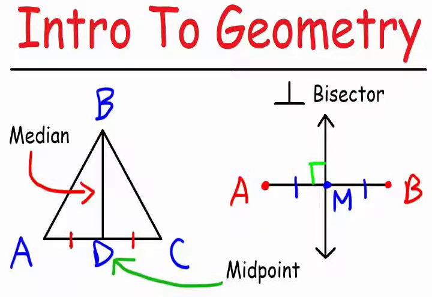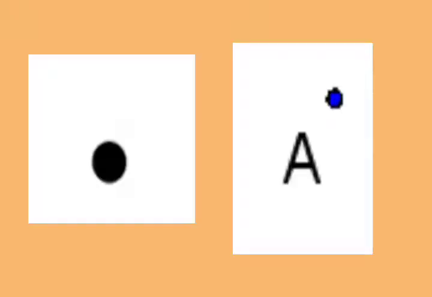So, let's start with the point. A point is a mark of position. It has neither length nor width nor thickness and occupies no space. A point is represented by a dot. In general, it is denoted by a capital letter like point A, point P, etc.